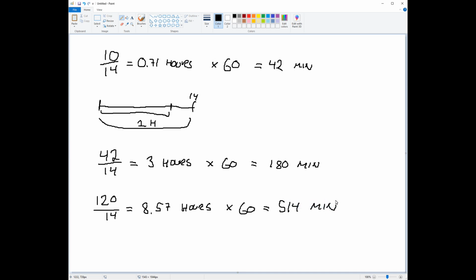So that is how you calculate your speed and how fast you can run certain distances.